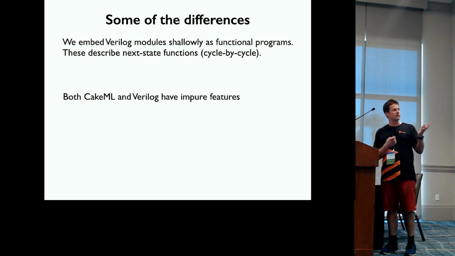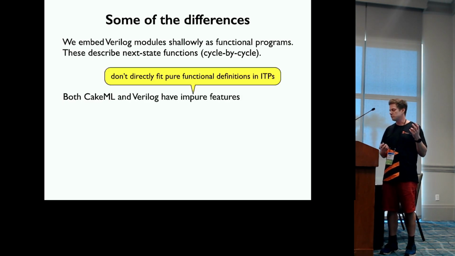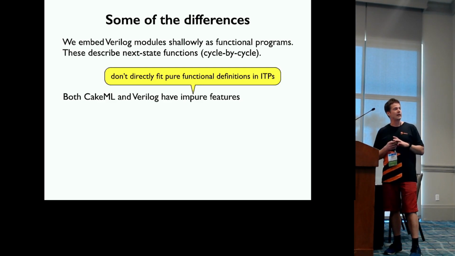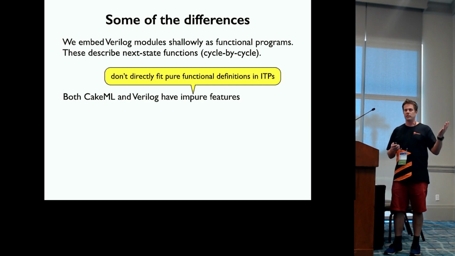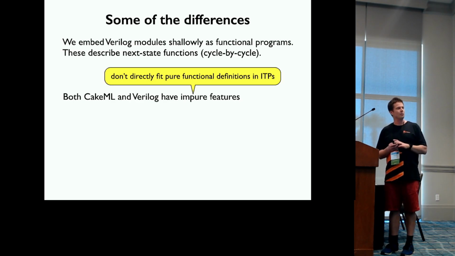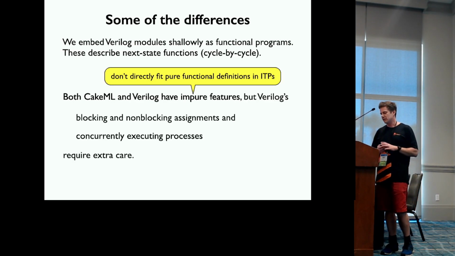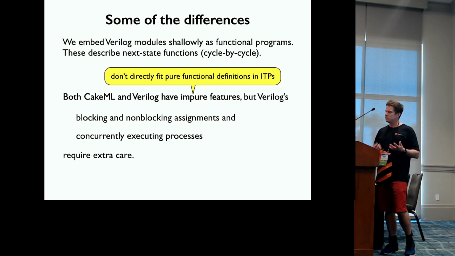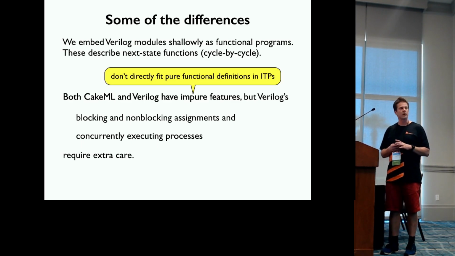And both CakeML and Verilog have impure features, which mean that they don't sort of naturally fit into the functional language of an interactive theorem prover. So CakeML, for instance, has mutable state and I/O and so forth. But Verilog has more interesting things. It has blocking and non-blocking assignments and concurrently executing processes, which require some more work.